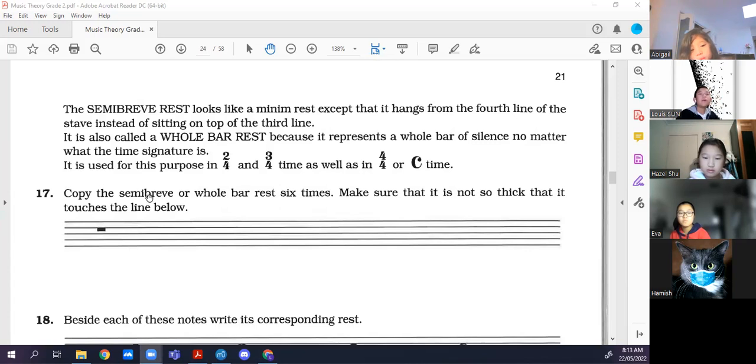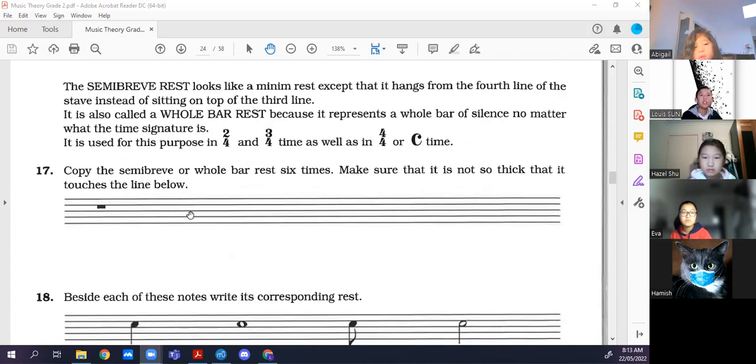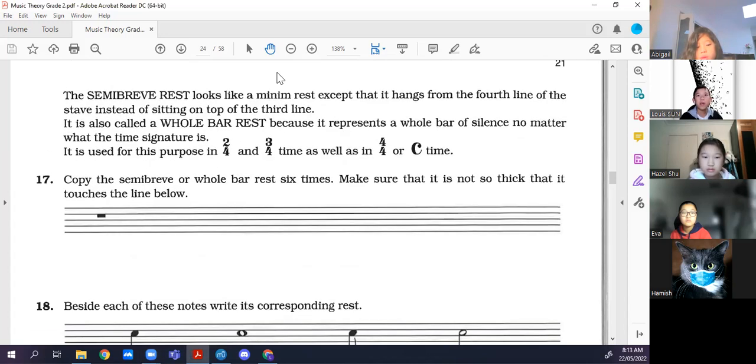Okay. So I think I touched on the semibreve rest in grade 1 just really briefly, but I'll do it again in case. So the semibreve rest looks like a minim rest, as you can observe, but the minim rest is above the line. How could you visualize this?